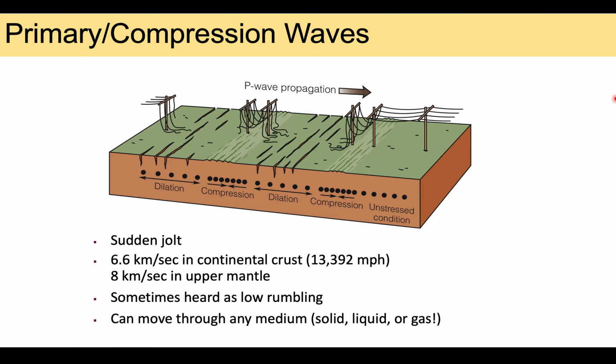So here we have another example of the primary wave, the P wave, compression waves. So we have stretching and compression and stretching and compression. These you generally will feel as a sudden jolt. They move very, very fast, and they can sometimes be heard as a low rumbling. Primary waves are also unique because they can move through any medium. So solid, liquid, or gas, the waves can move through.